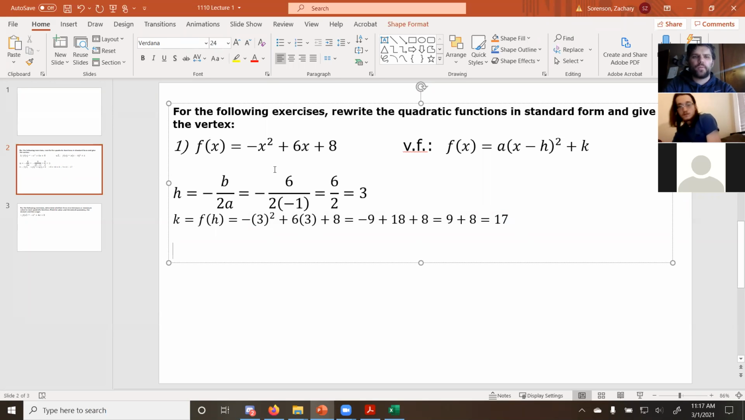Okay, so when we're asked to find the vertex, well, we've actually found it. We know our vertex is going to be, as we saw in that picture, our H comma K. And that's exactly what we were just finding. Our H is 3, our K is 17. Boom, vertex found. Everyone good with that? There's my H, there's my K.